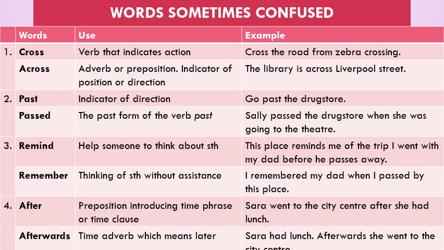Okay? In my sentence here, this place reminds me of the trip I went with my dad before he passed away. On the other hand, remember, when you are thinking of something without any assistance, when you say, I remembered my dad when I passed by this place, it's me who remembered my dad without being assisted by anything else. Or I remember doing my homework when it was 9 o'clock. Did anybody help me? No.